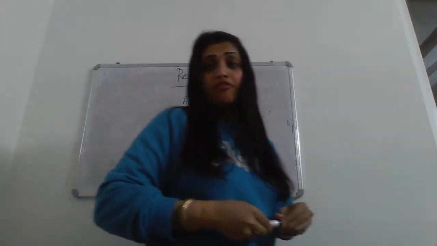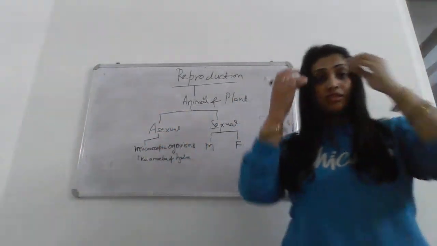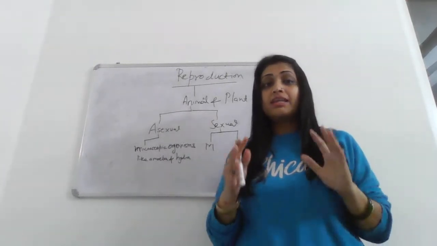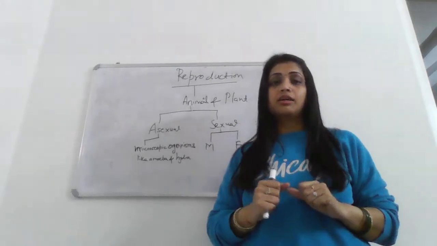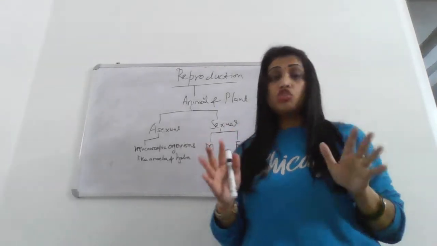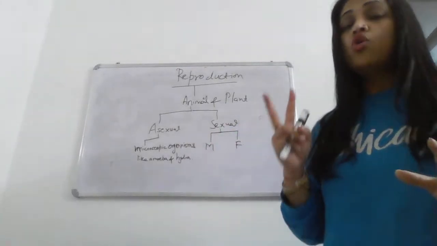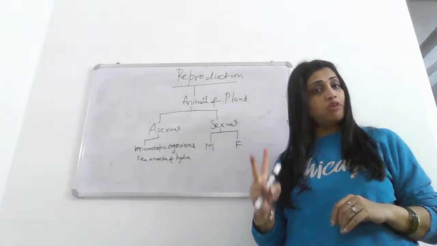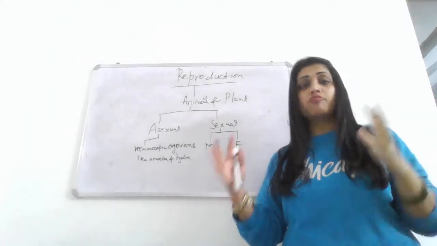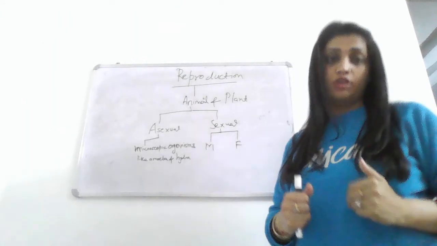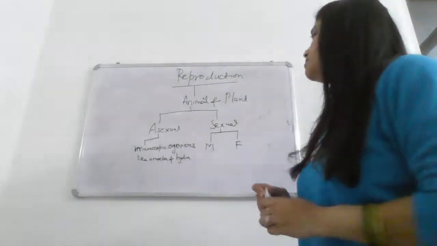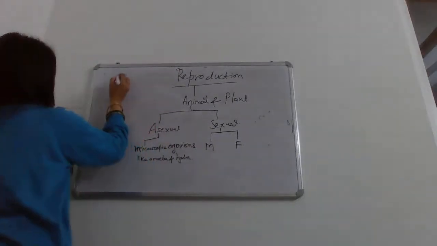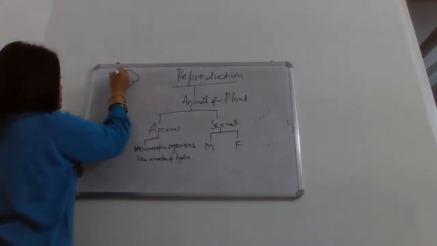So if I tell you in brief what asexual reproduction is: in asexual reproduction you just require one single parent, whereas in sexual reproduction you have to have two reproductive bodies or two parents, male and female, because they have different reproductive parts which are capable of reproducing.